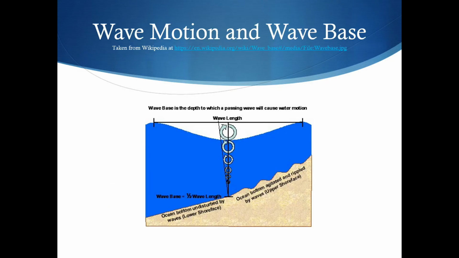So if we look at the wavelengths, and you see the wavelength is marked up there from crest to crest, half of that is the depth of wave base. Okay? Below wave base, you don't have the effect of the wind anymore. The water isn't churning. The waves aren't churning the water up.